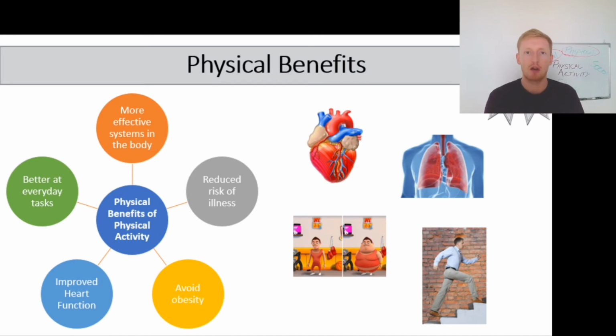Our heart and lungs find it easier to supply our working muscles with lots of blood because it's easy in comparison to the activity that we normally stress ourselves with. So 5 things: more effective systems, reduced risk of illness, we can avoid obesity, we can improve our heart function, and we get better at the everyday tasks. So 5 physical benefits.